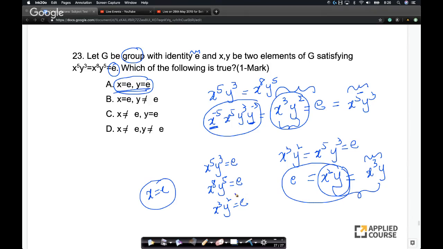Now I want to prove that I also have x square y equals e. Now from these two I can write x power 5 y cube. I got this. Now from these two I can get this. Now what I want to get is x cube y equals x square y. So this is what I'm trying to achieve.